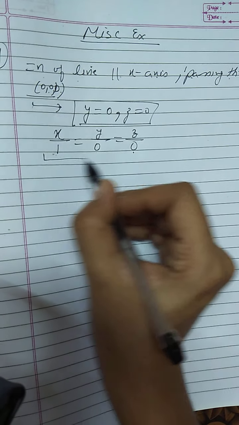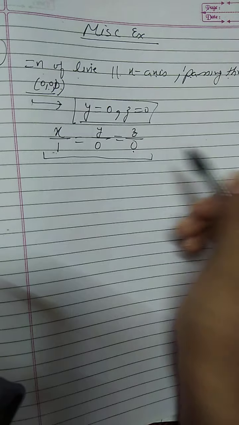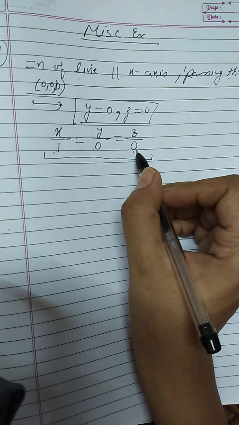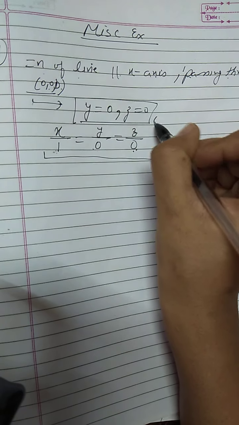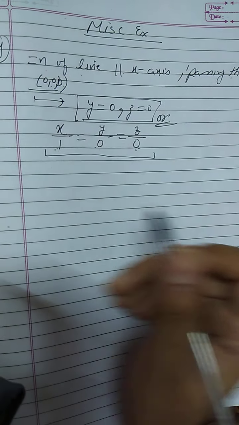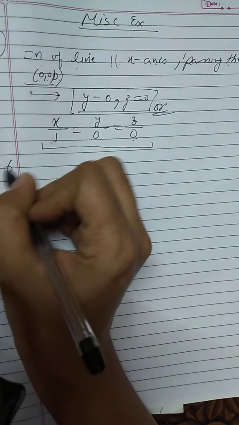So don't confuse this thing, that something upon 0 is not defined. Here it is not the case. These are the intercepts where the line is cutting x-axis, y-axis and z-axis. So any one answer we can give here. Sum number 5 we are not going to do. Sum number 6 we will discuss.